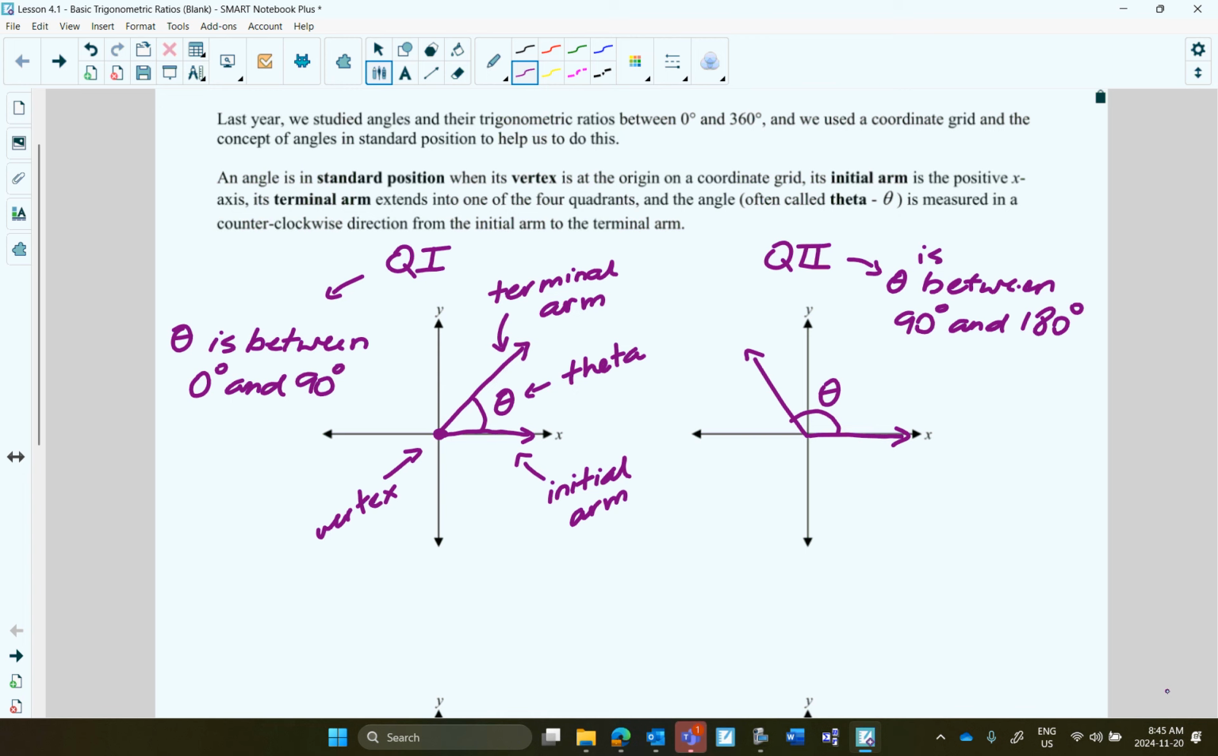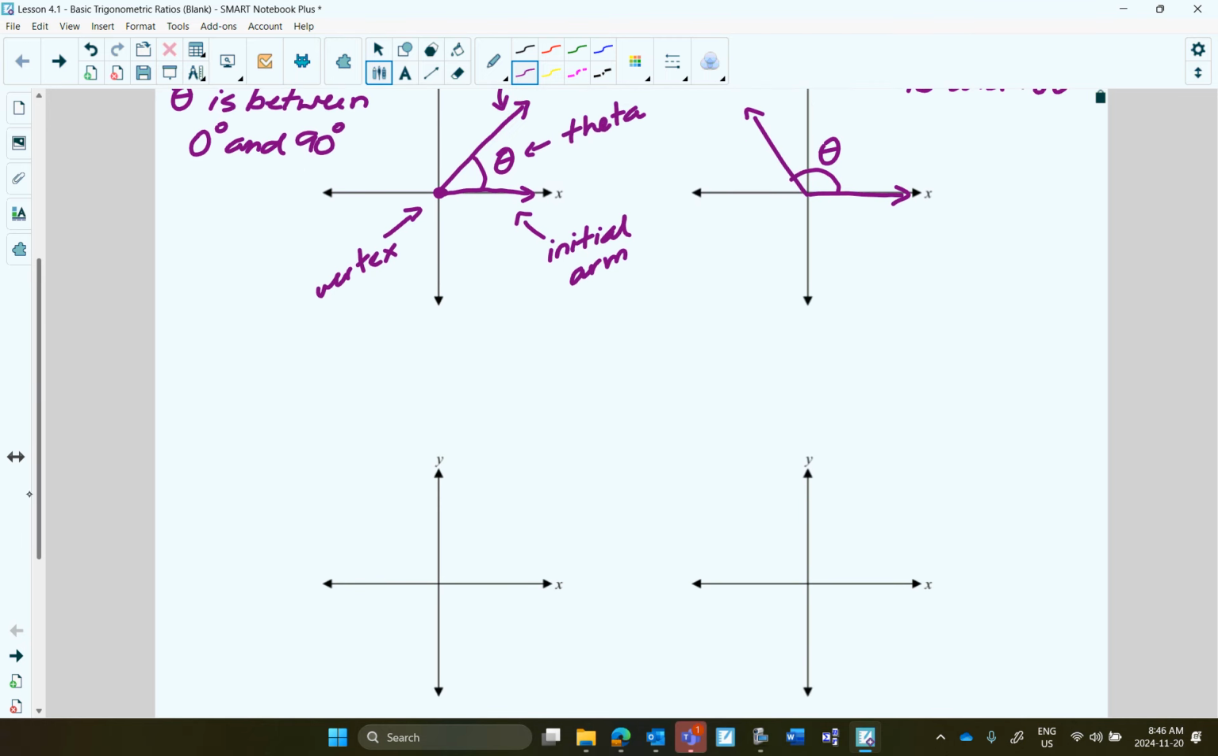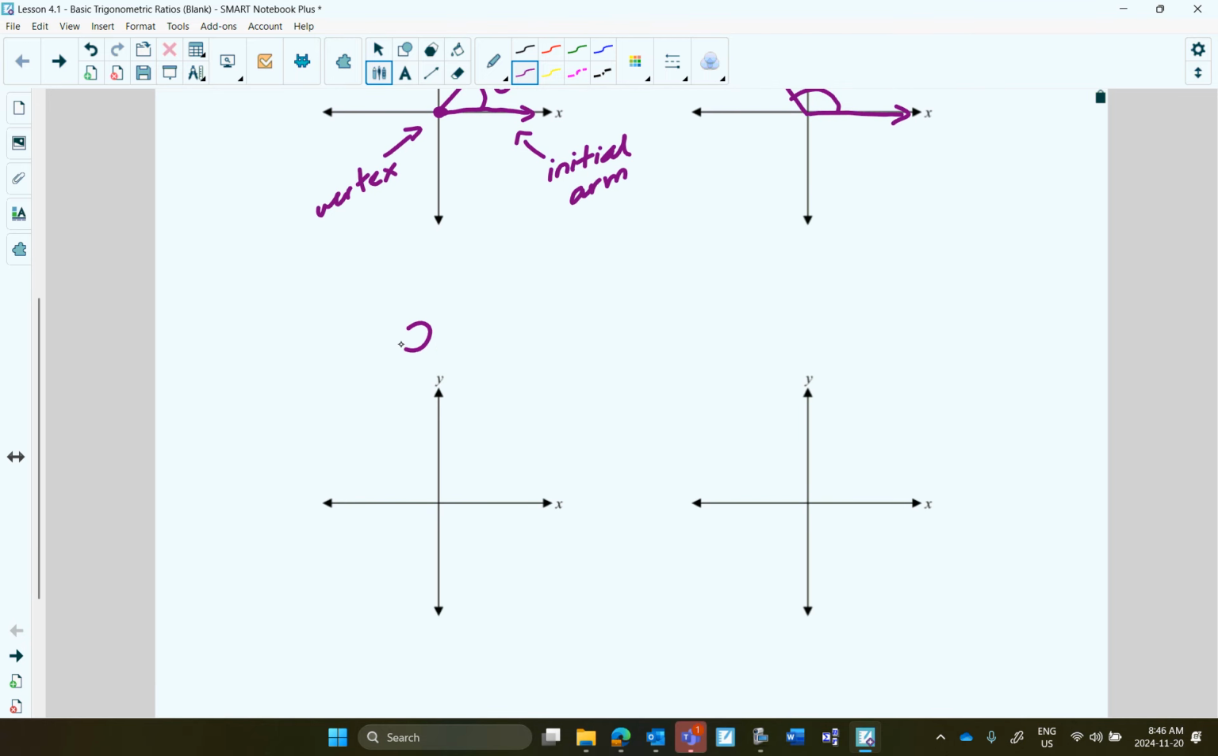And like I said, we do the same thing for quadrants 3 and 4, but they represent different spans of angles. So in quadrant 3, initial arm, terminal arm is going to end somewhere in quadrant 3. And there's our angle. And any angle that ends in quadrant 3 will be between what? 180 and 270. So theta is between 180 degrees and 270 degrees.